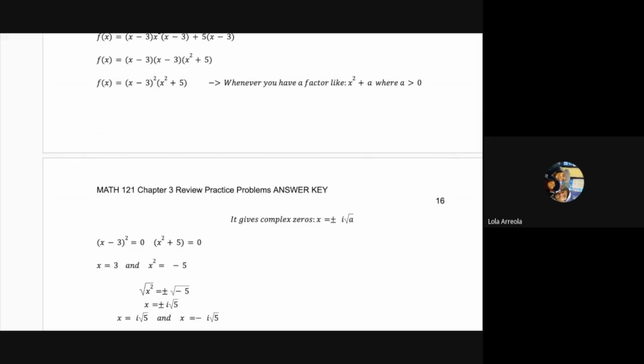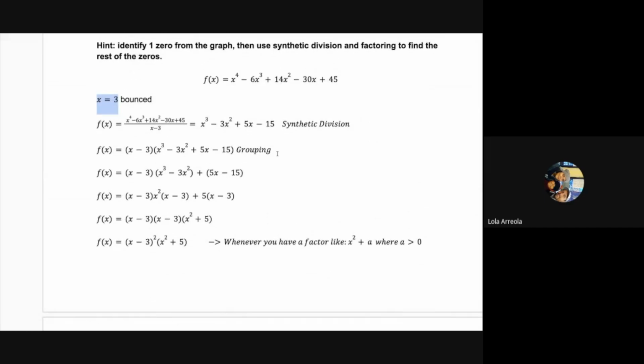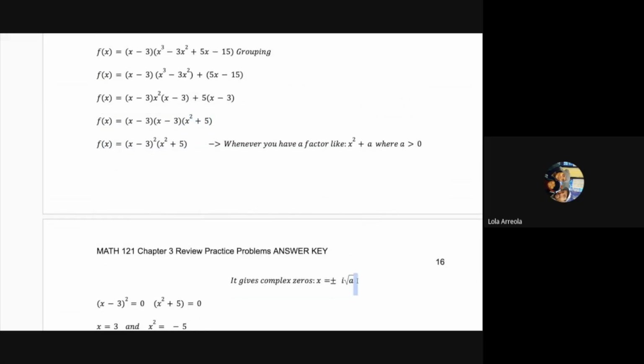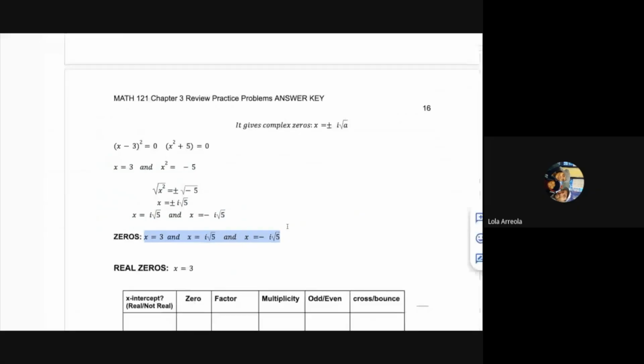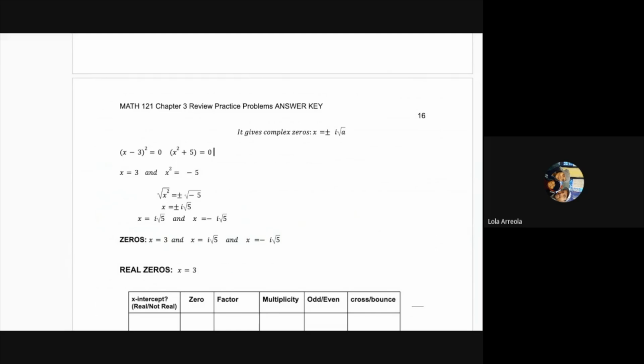So we have to use synthetic division to narrow it down, and then hopefully we can use other forms of factoring. Like in this case, I used synthetic division one time. Then I saw I have 4 terms here, so I used grouping. And then after I used grouping, I ended up with this scenario. And then here I see x squared plus a number. So whenever I have x squared plus a number, I could use this little formula, x is equal to plus and minus i square root a. However, if I do decide to do that, I have to remember that these are also factors. So ultimately, these are all of my factors, and I mean all of my zeros.